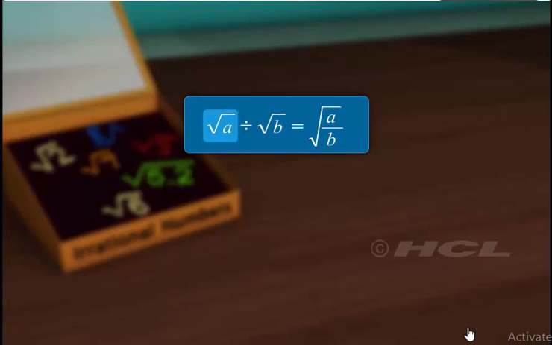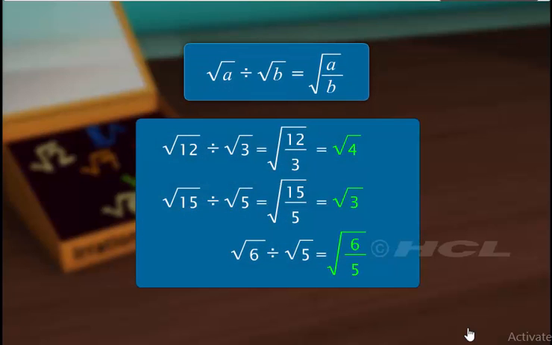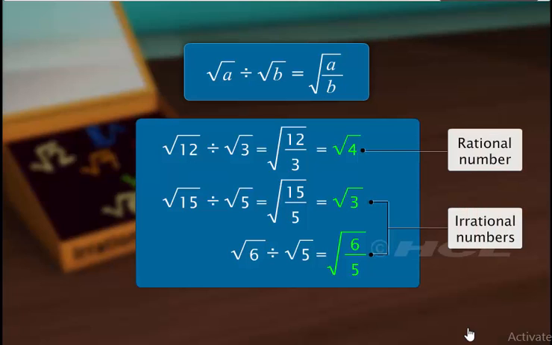Next, the square root of a over the square root of b is equal to the square root of a over b. Here are a few examples. Notice that the result may be a rational number or an irrational number.